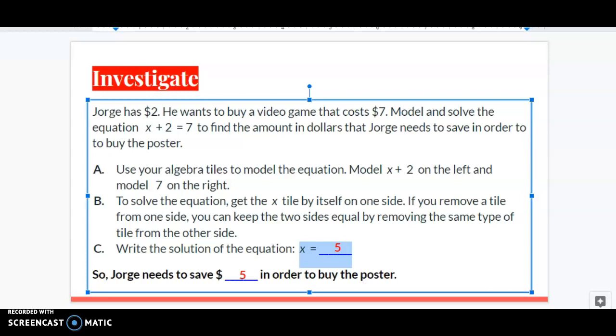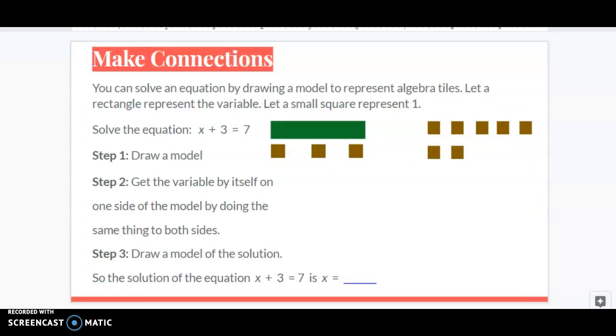Okay, if you are confused, pause the video and go back. Start again. The next problem is on the next page. Page 316, it's called Make Connections. So it says you can solve an equation by drawing a model to represent the algebra tiles. Let a rectangle represent the variable like we did here, and let a small square represent 1. So we're going to solve the equation x plus 3 equals 7.